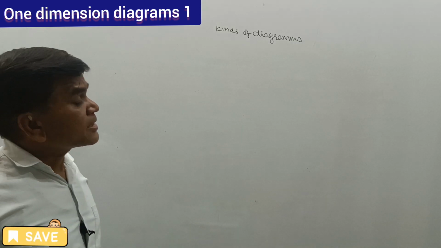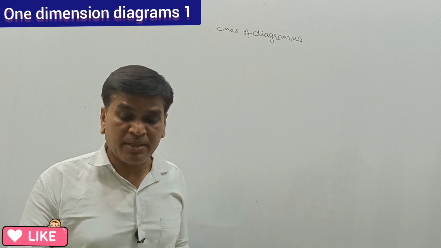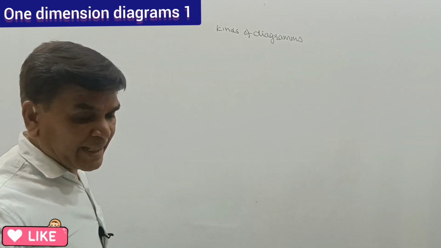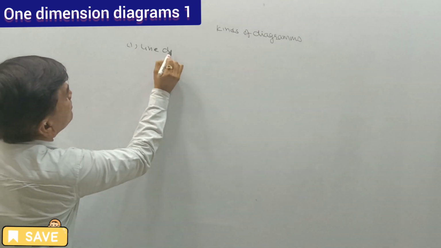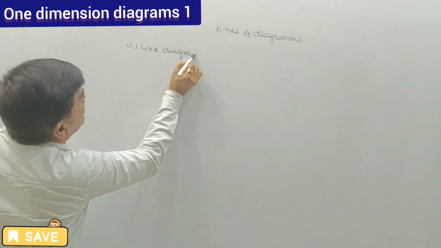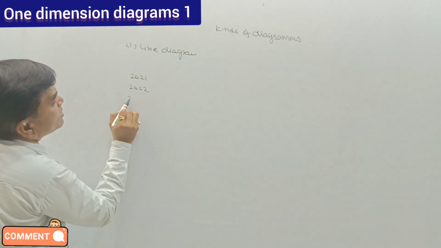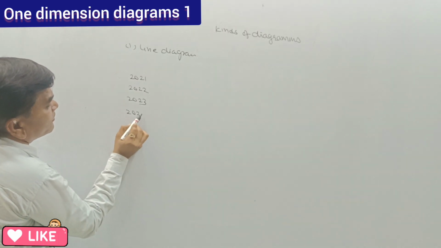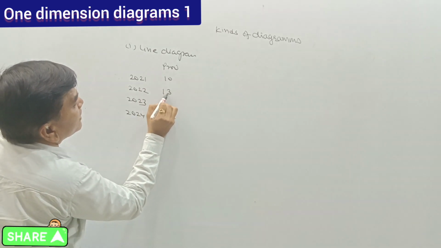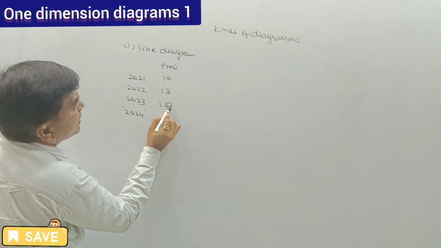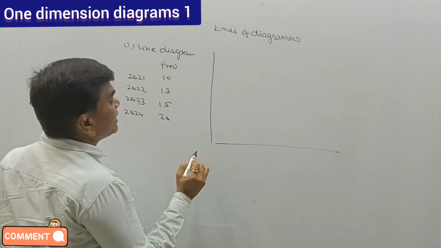We will discuss the different types of diagrams related to one dimension. So the first one is the line diagram. Suppose our data is 2021, 2022, 2023, 2024, and production is shown as 10, 13, 15 and 20. So we can show the data with a line.